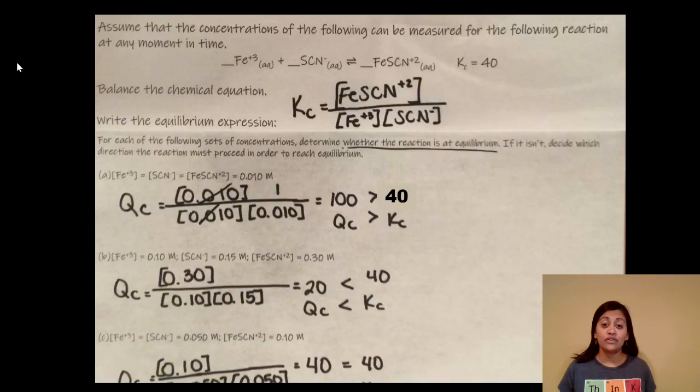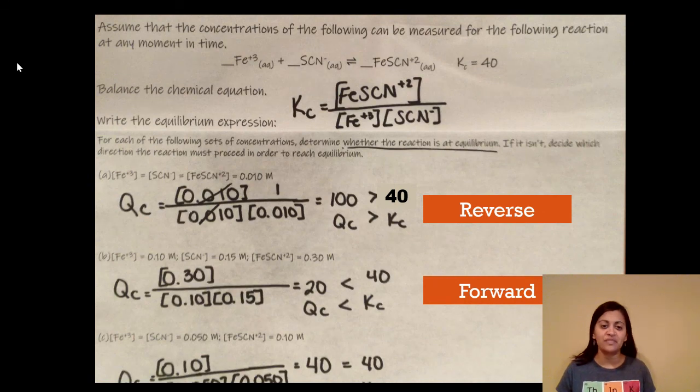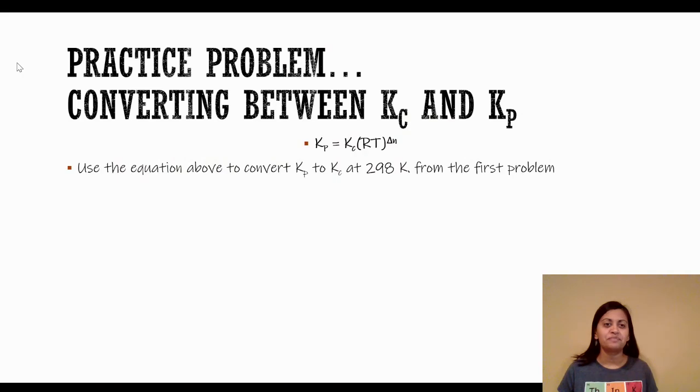So we can see that for the first one, since QC was greater than KC, this is going to favor the reverse reaction so that the system, not at equilibrium, will go towards a reverse reaction so it can then establish equilibrium or get to that KC value. For the next one, it's going to go in the forward reaction, again, to reach whatever the equilibrium constant is for K. And then for the last one, it's at equilibrium, so nothing changes.